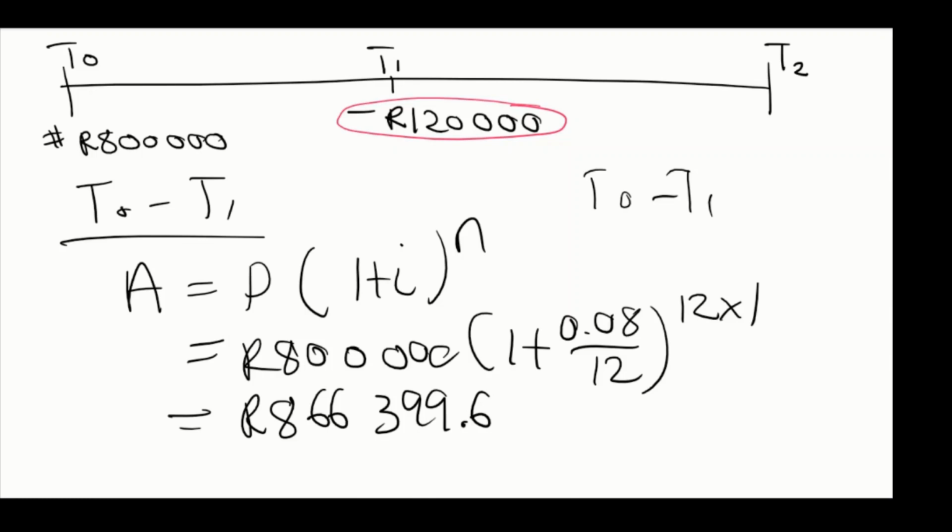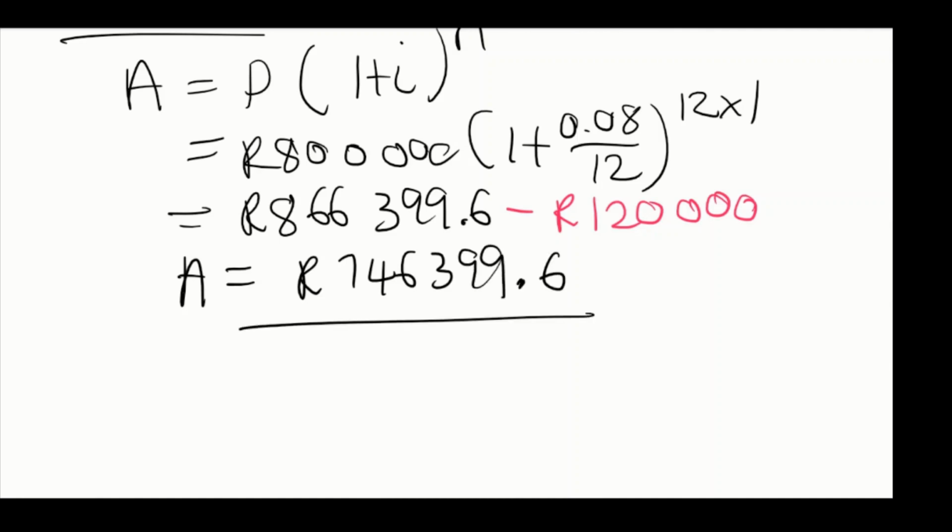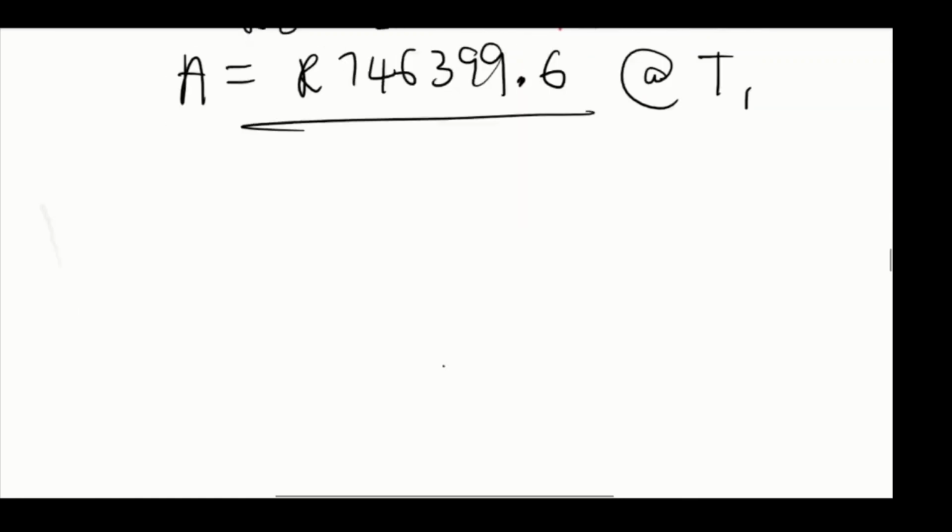Remember that we're having a withdrawal of 120,000 rand at T1, so we're going to withdraw 120,000 rand from the account. So the amount at T1 is going to be 746,399.6. This is the amount at T1, but we are looking for the amount at T2.